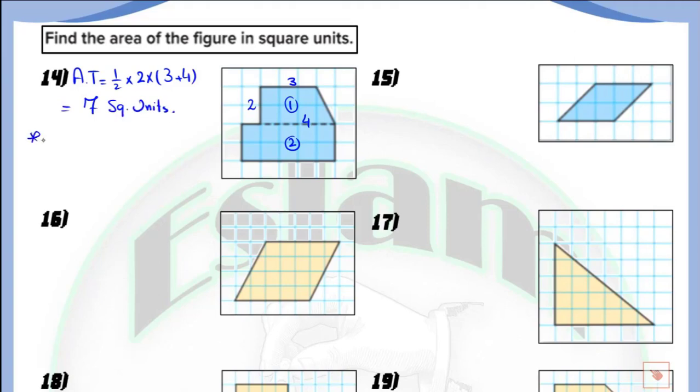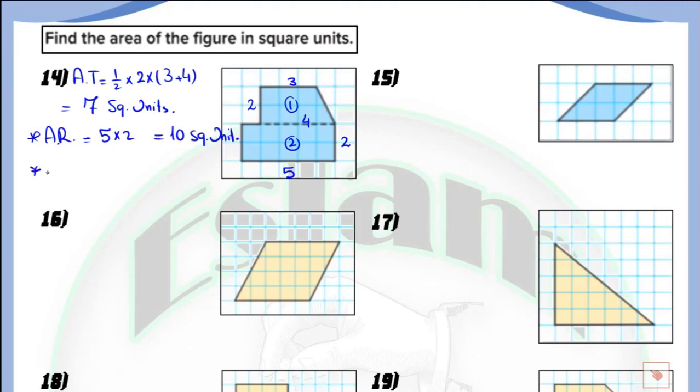Now we need to find the area of the rectangle. The area of the rectangle equals length multiplied by width. The length is equal to 5 units, and the width is equal to 2 units. So it will be equal to 5 multiplied by 2, which equals 10.